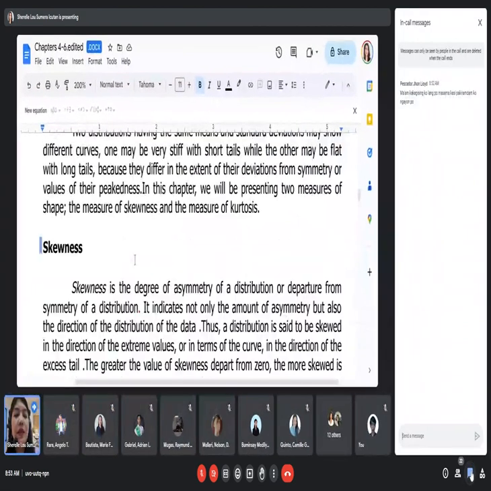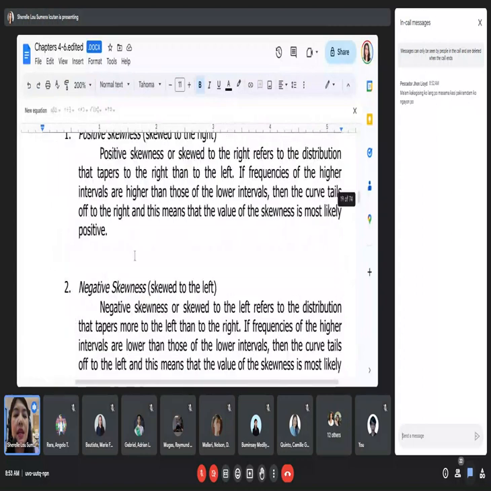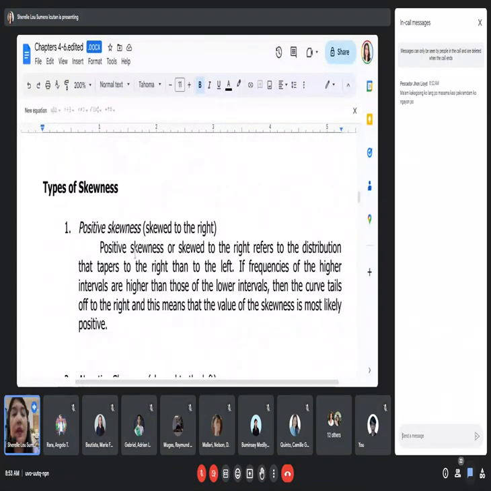So, measures of dispersion and shape. Ito, skewness and meron tayong types of skewness. Sagarin ko lang yung oras. Siguro mag-extend ako ng 5 minutes. Tapusin natin to. Okay lang?